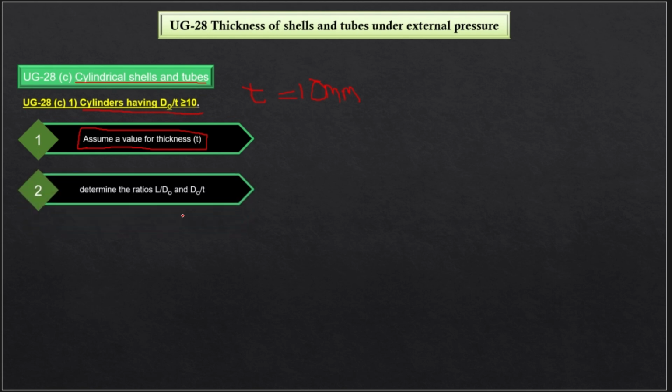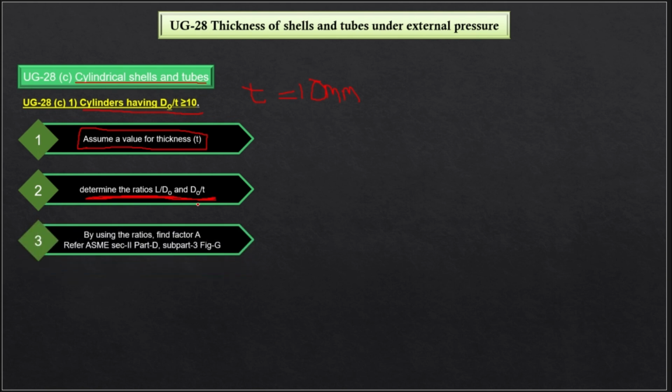So determine the L by Do and Do by t ratios. I already told you about these ratios, the slenderness ratios. Based upon the slenderness ratios only, we can define the buckling pressure or buckling failure. After determining the slenderness ratios, find factor A. From where do you need to find factor A? Refer to ASME Section 2 Part D Subpart 3 Figure G, guys.